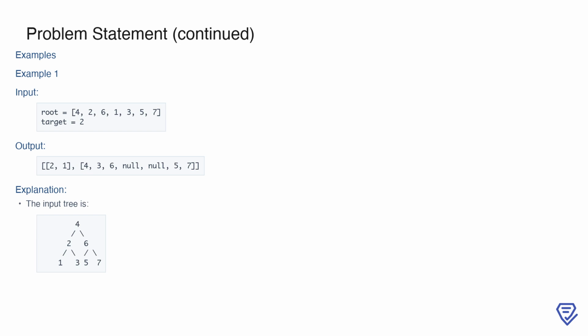Suppose the input tree is represented as an array 4, 2, 6, 1, 3, 5, 7, and the target value is 2. The tree structure can be visualized as having 4 as the root, with 2 and 6 as its left and right children, respectively. Below 2, we have 1 and 3, and below 6, we have 5 and 7. The task is to split this tree into two subtrees. The left subtree will contain all values less than or equal to 2, and the right subtree will contain all values greater than 2. The output will be the roots of these two subtrees.